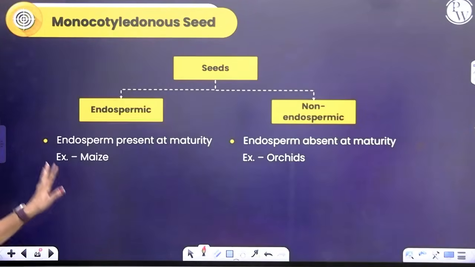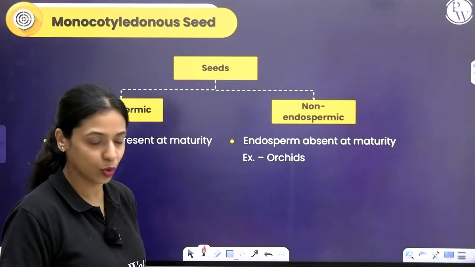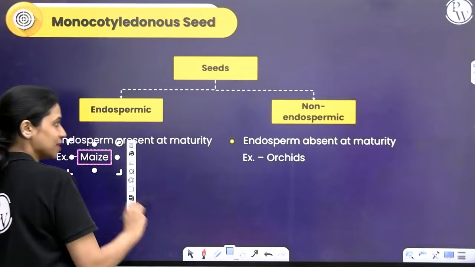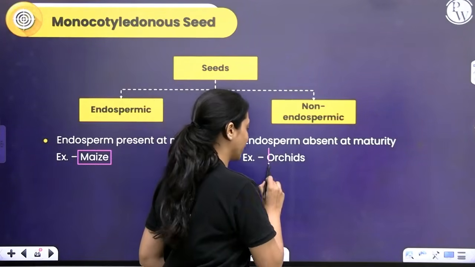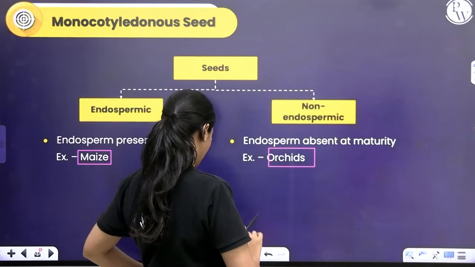Next, talking about endosperm, it may be present, may not be present. In most cases in monocots it will be present. Example for endospermic seed you see in maize. Non-endospermic, rare in monocots, but in orchids you don't find endosperm at maturity. Okay, so that's about seeds.